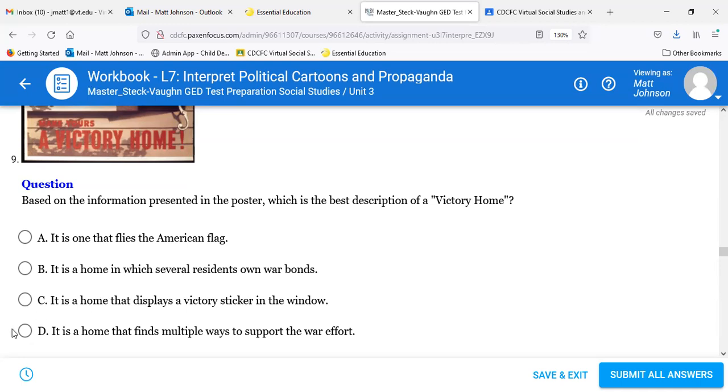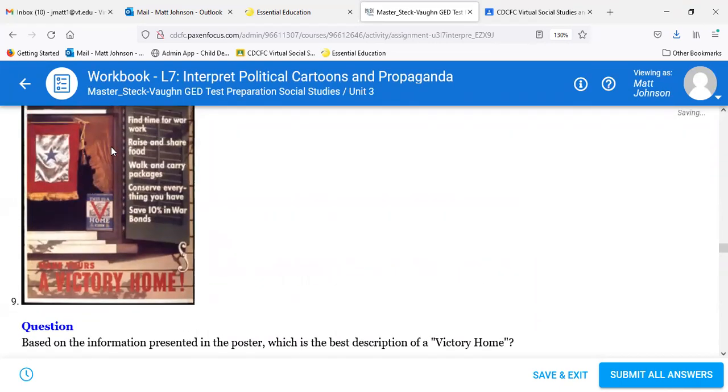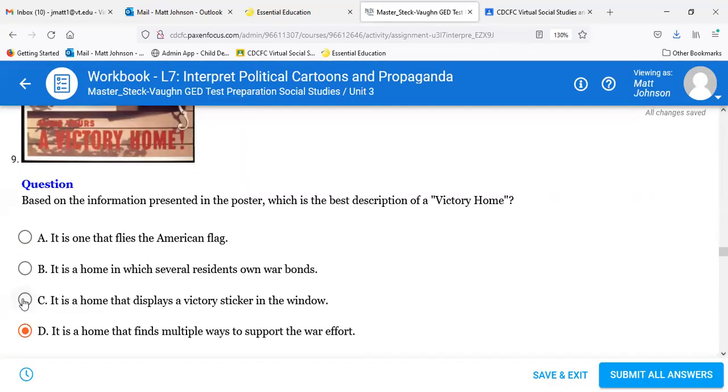I think it's D as in dog. There you go. Yeah, it's going to be all of those things, right? We have several points in here that are being made. So D as in dog for number 9.